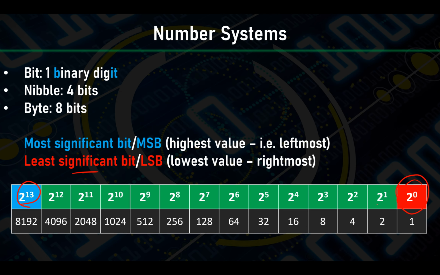And if we look at the other values, it's just going to double if we go left, so 2, 4, 8, 16, and it's going to halve if we go right.